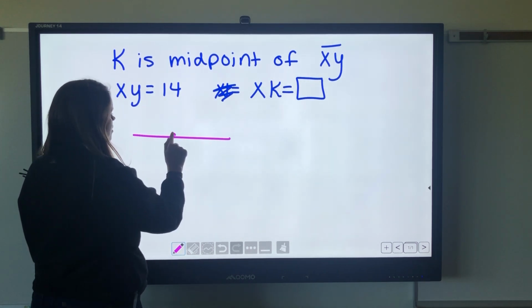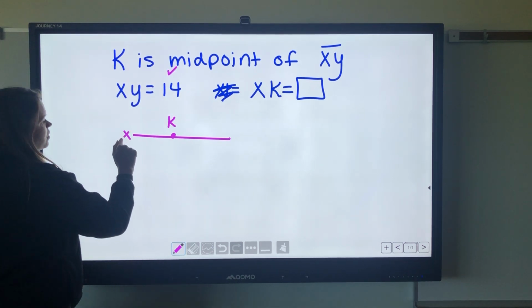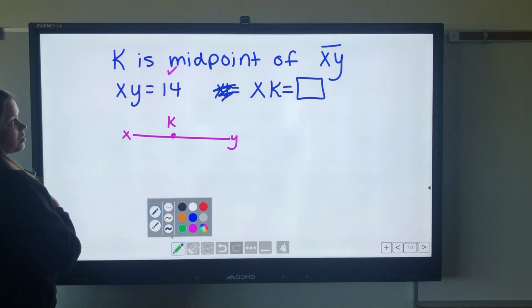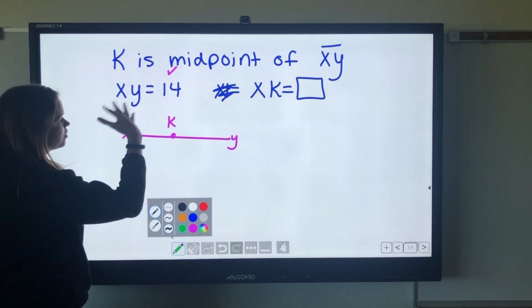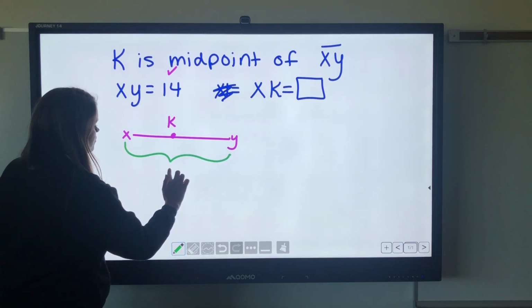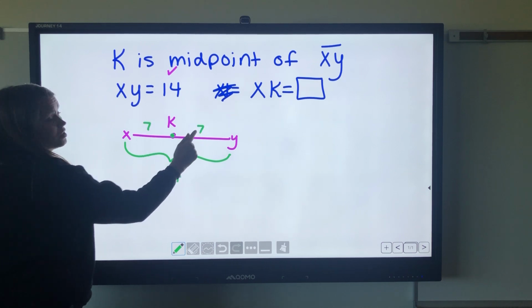So you literally put K in the middle of X and Y. And now you don't have to guess that you did the right thing. Do I cut it in half or do I double it? You could draw it out and you picture it. If XY is 14 and this is in the middle, that's how you know this is 7 and 7.